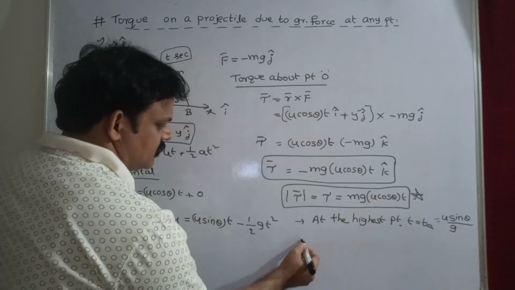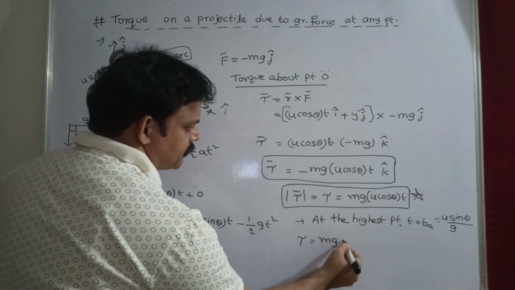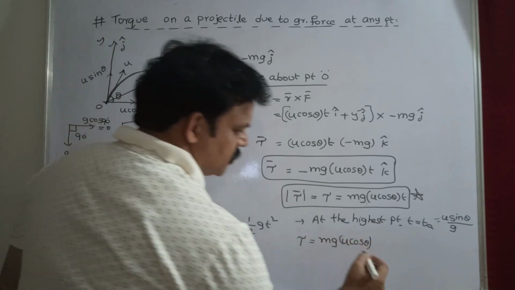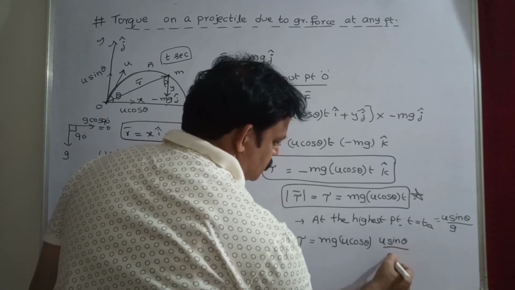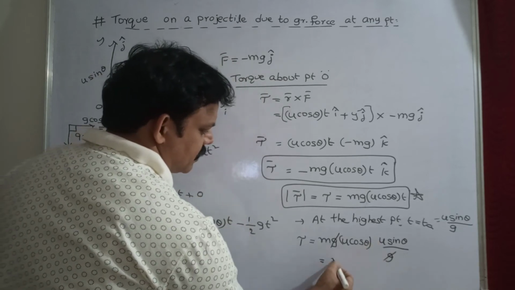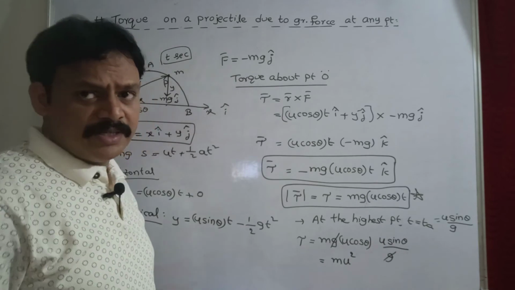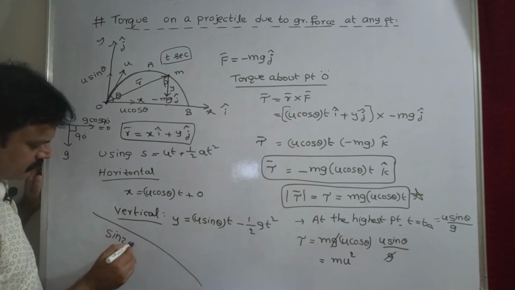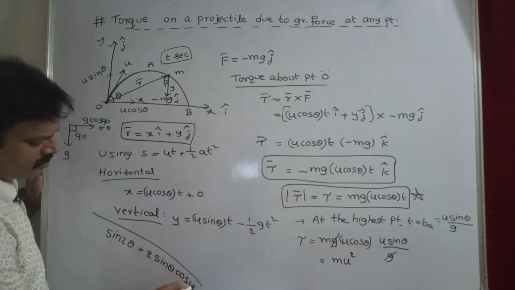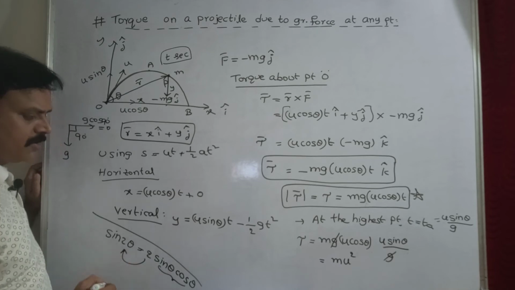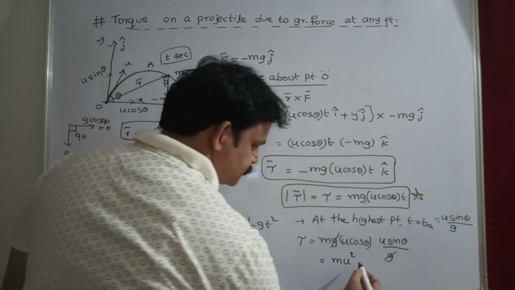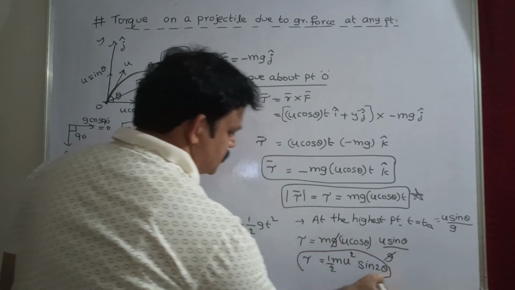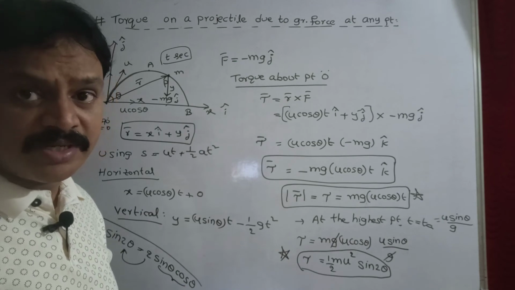So if we substitute there, what is the expression of tau? Tau is equal to mg into u cos theta into, in place of t, u sin theta by g. g gets cancelled out and u into u becomes u square. I can write m u square sin theta into cos theta. Sin theta cos theta, I think you know this, is from the sin 2 theta expression: 2 sin theta cos theta. So sin theta cos theta is nothing but sin 2 theta by 2. So the expression for torque at maximum height is half m u square sin 2 theta.